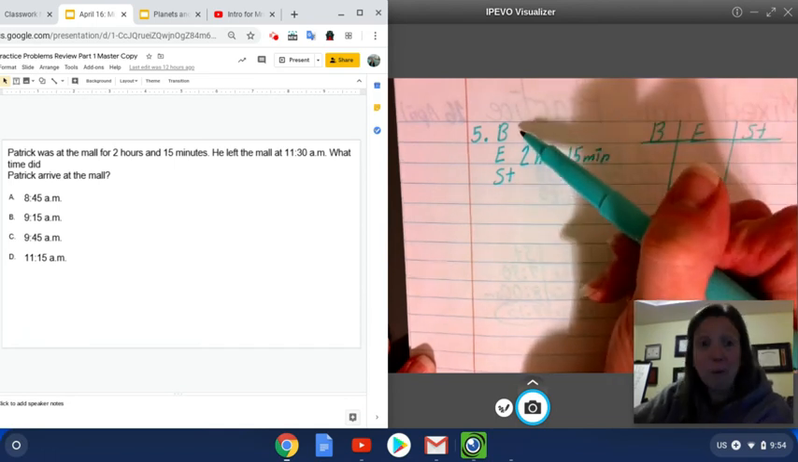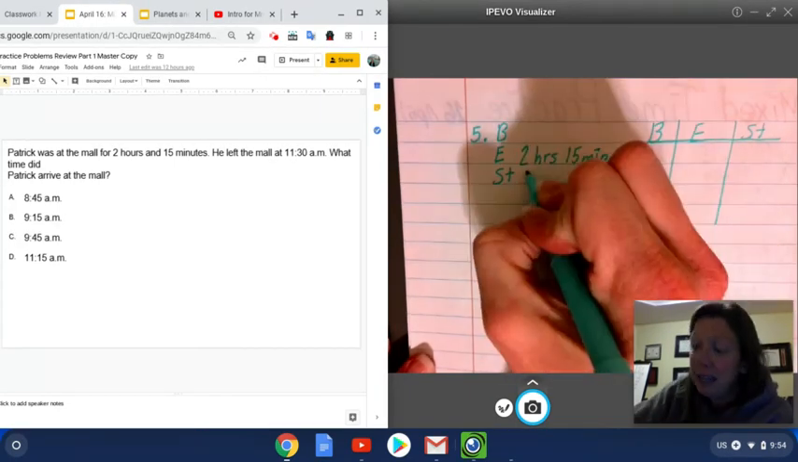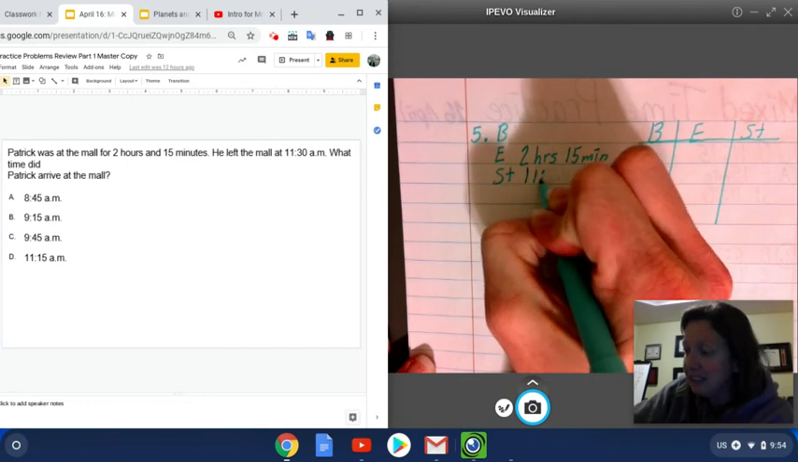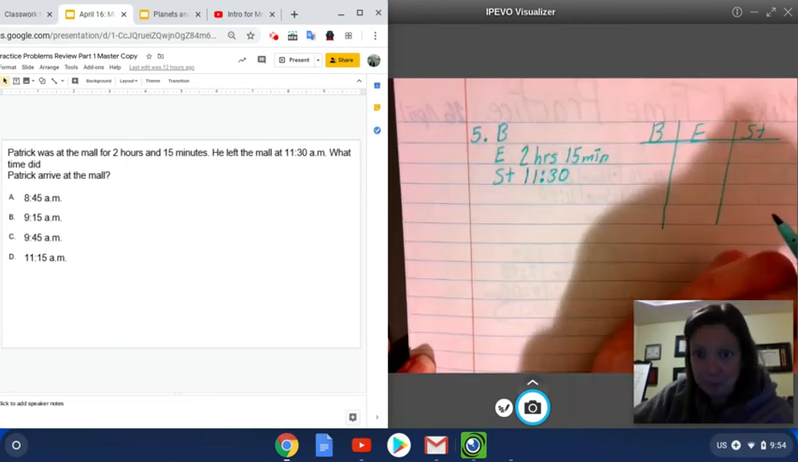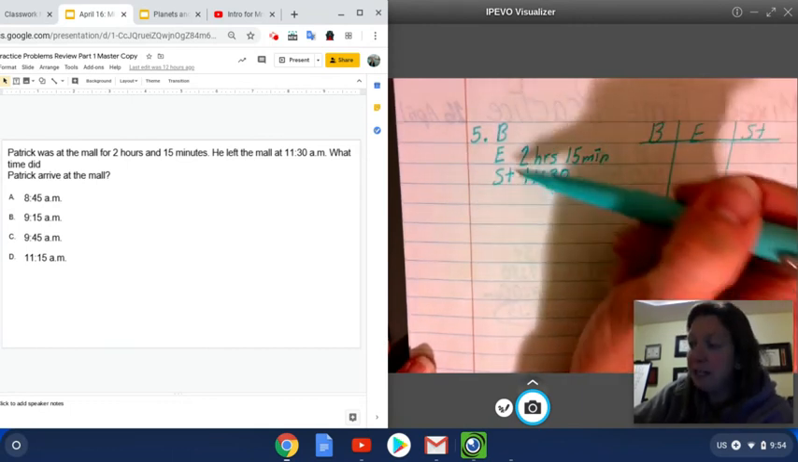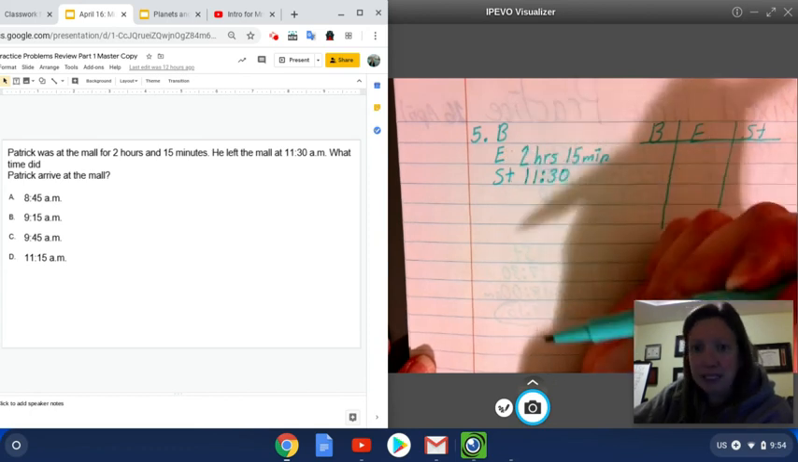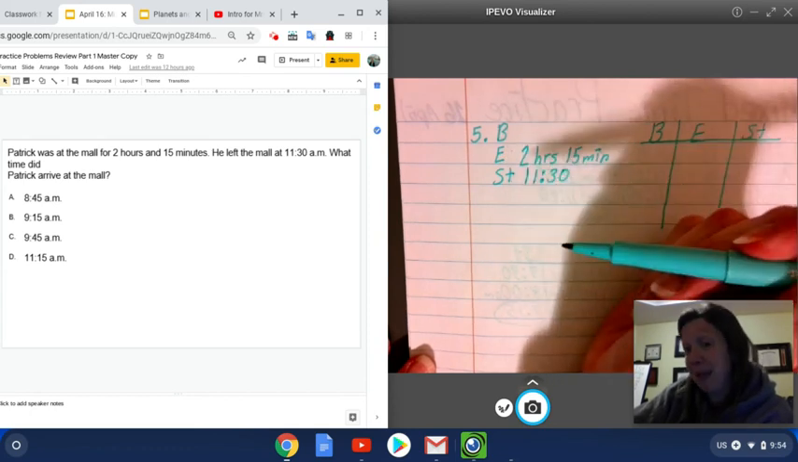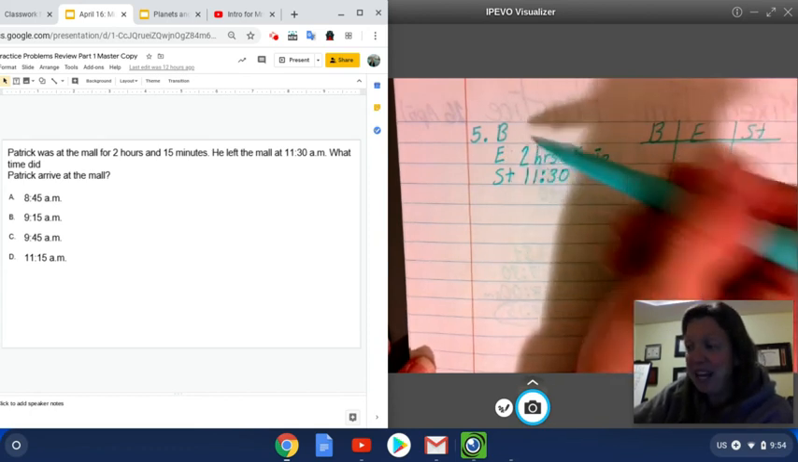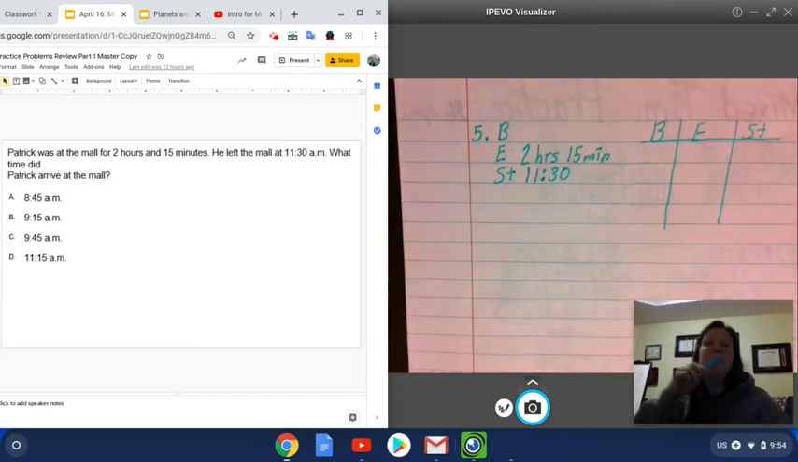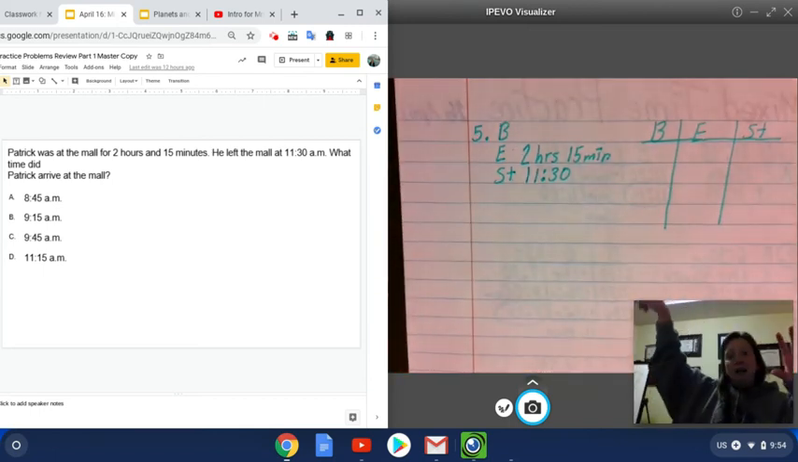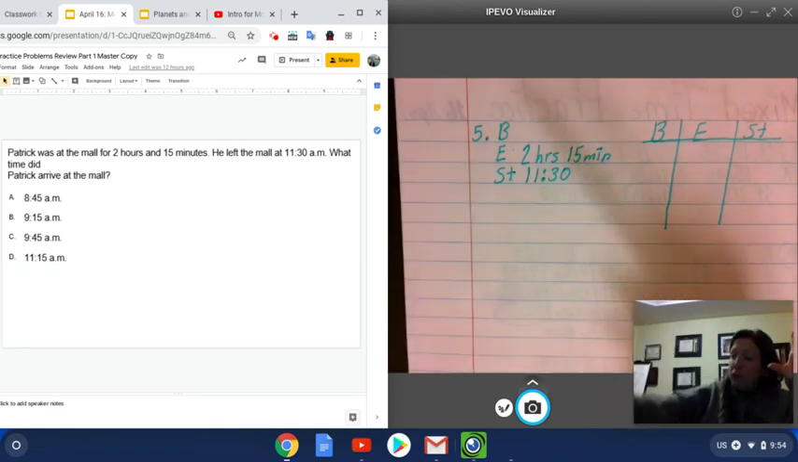Oh, I'm sorry. I'm trying to figure out what time he got to the mall. He left the mall at 11:30. So this right here, if I'm given my stopping time, or my end time, and my elapsed time, I'm finding my beginning time. So are we going to be going forward clockwise like adding the time going forward.